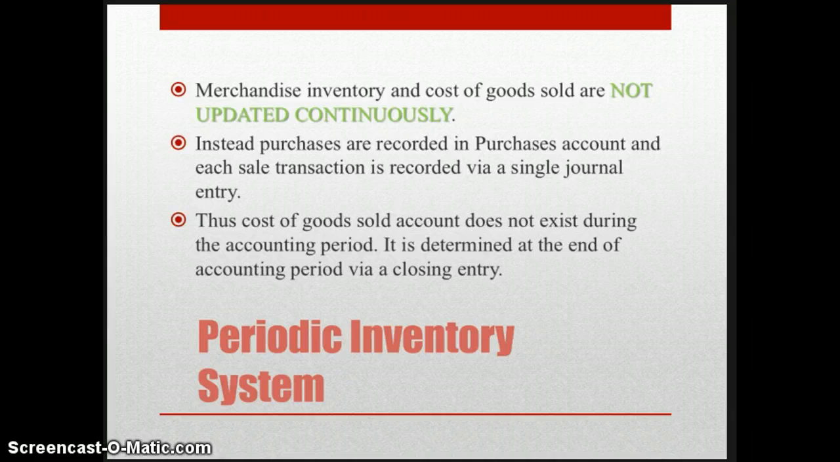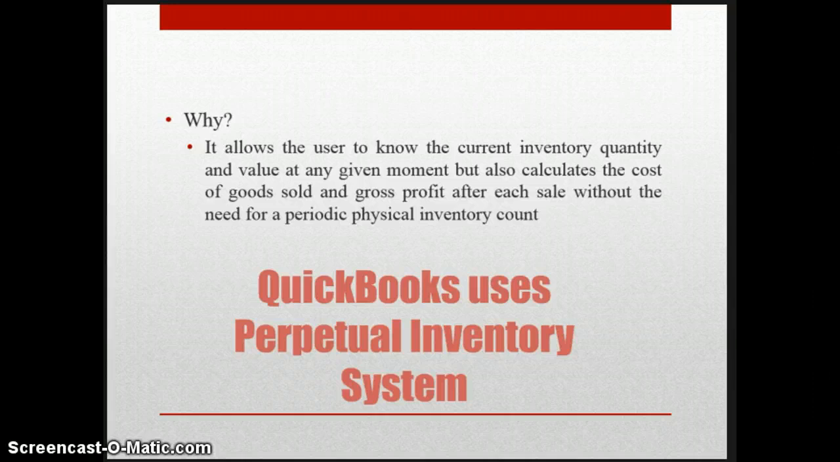Let's find out what QuickBooks uses. QuickBooks actually uses the perpetual inventory system. Why? Because it allows the user to know the current inventory quantity and the value at any given moment. In addition to that, it also calculates the cost of goods sold and the gross profit after each sale without the need of a periodic physical inventory count. So you can see the perpetual is easier to maintain. I think people understand it better. It gives you real time.